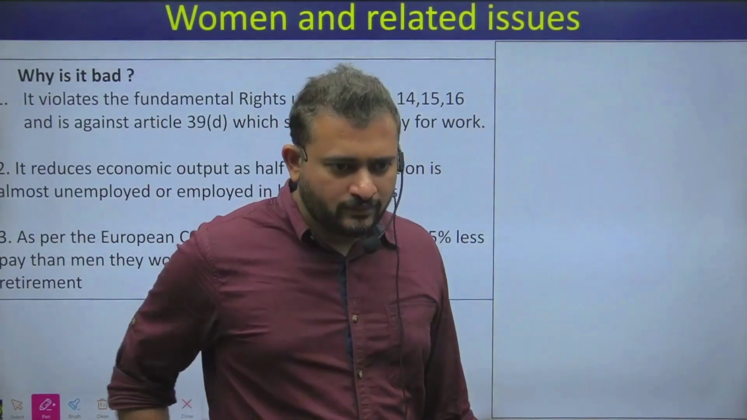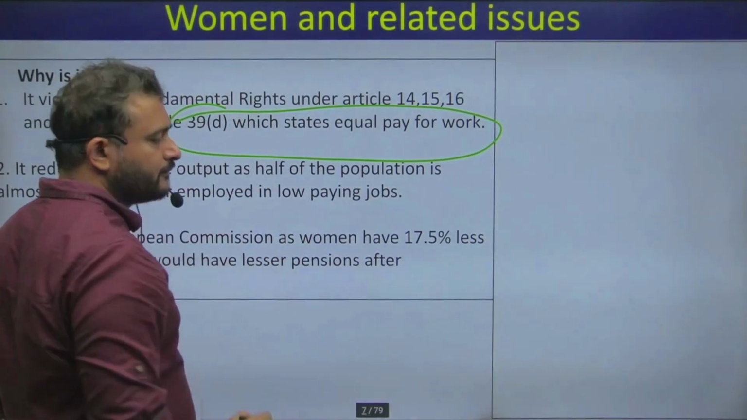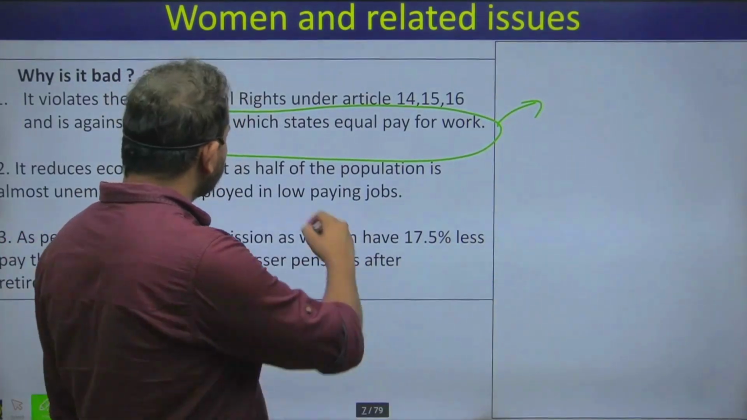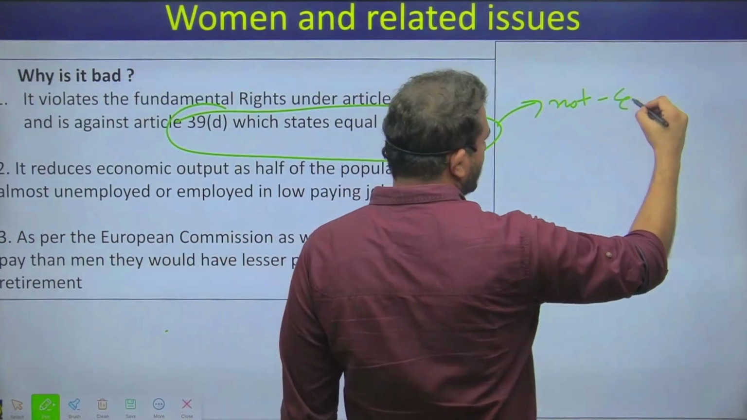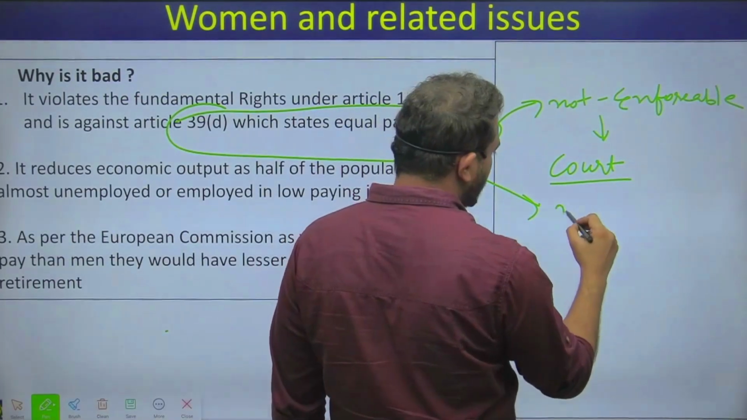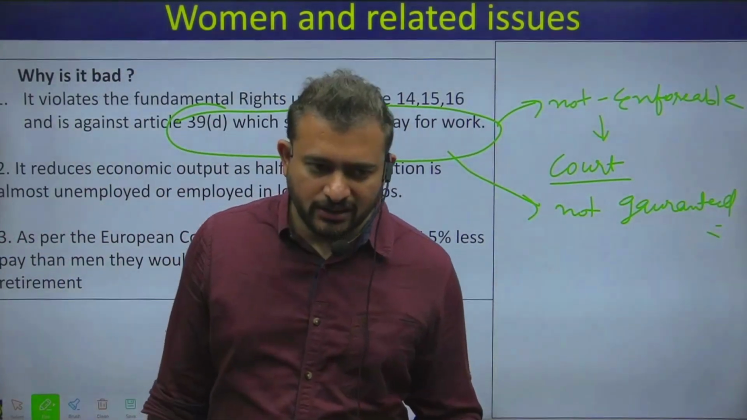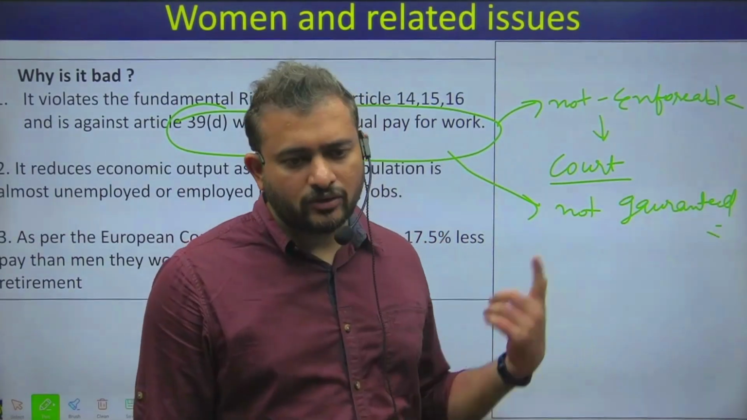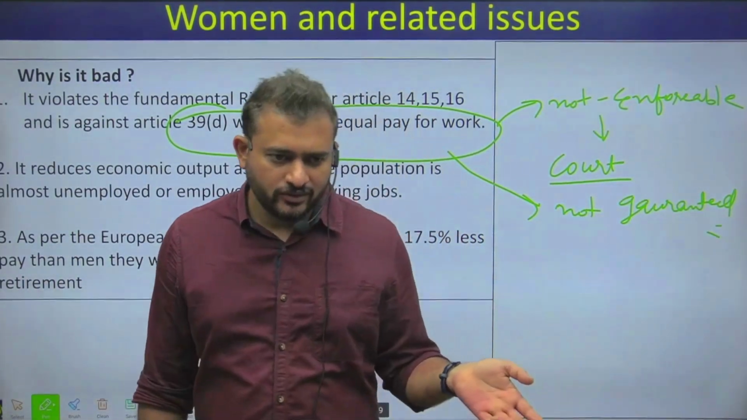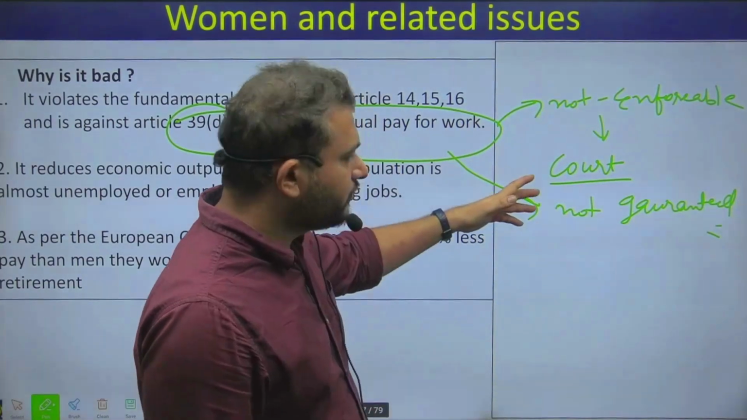Under Article 39D we have equal pay for equal work, but in reality it is getting violated. And why is it getting violated? Because it is actually not enforceable under a court of law. These are directive principles; they are not guaranteed by the state. Fundamental rights in Part 3 are guaranteed, but directive principles are not. You cannot go to court to implement them. In the case of violation of your fundamental rights, you can reach court and file a petition, but not in this case, because directive principles are not enforceable.